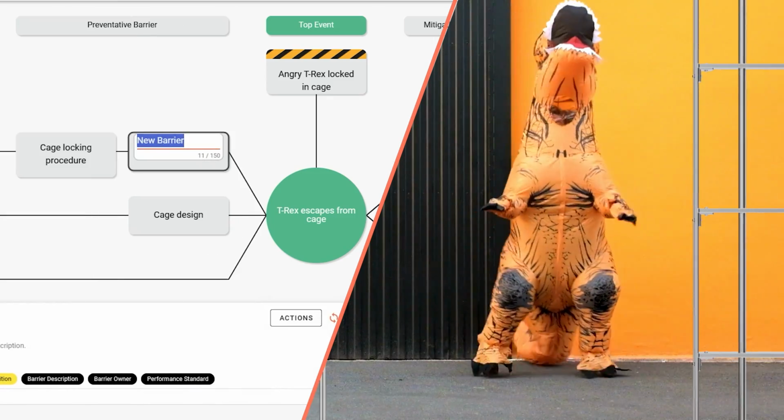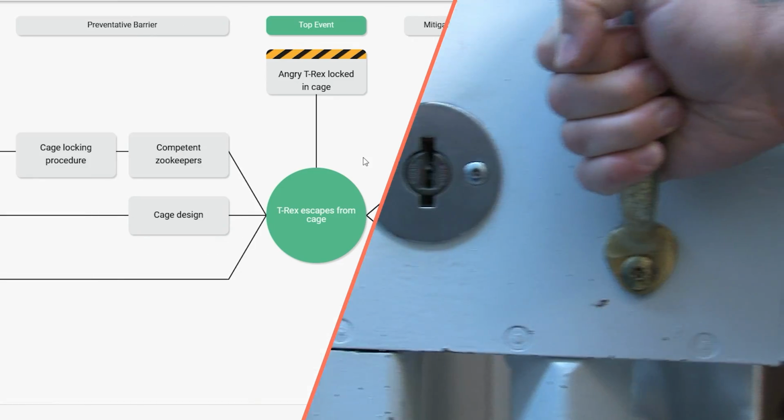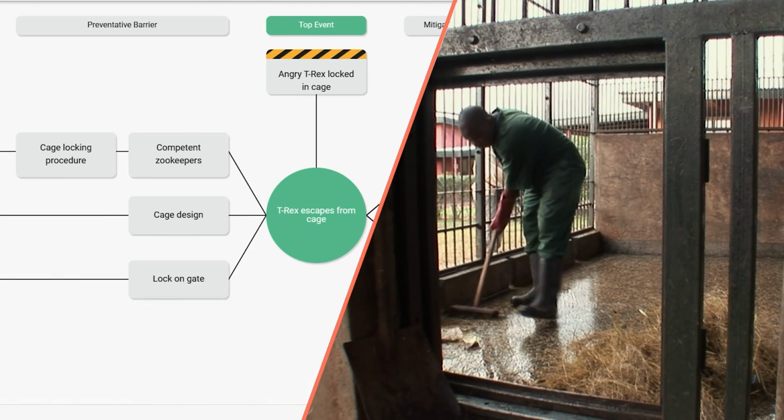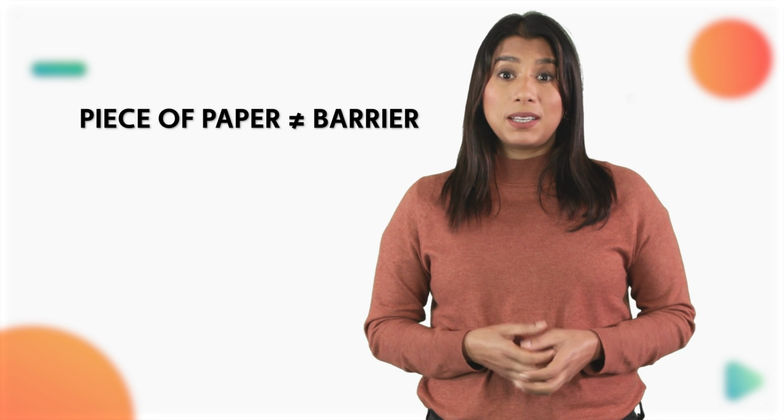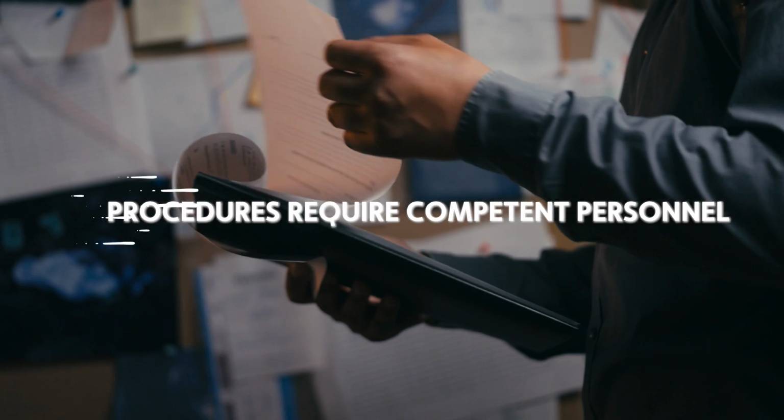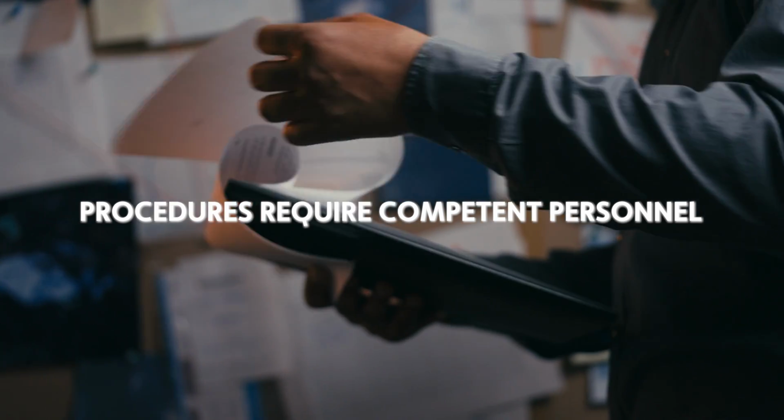In our dinosaur park scenario, we might have preventative barriers like cage design, cage locking procedure, competent zookeepers and lock on gate. But beware, a common mistake is assuming that a procedure alone is a barrier. A procedure is just a piece of paper. It meets the criteria of a barrier only when it's in the hands of a trained and competent person.